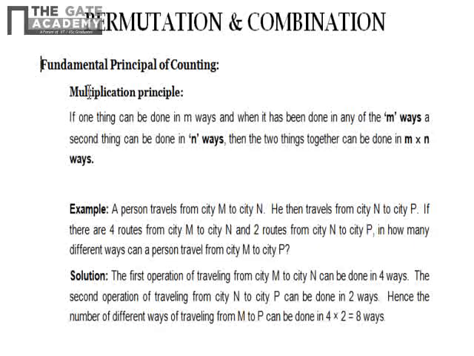Now, what does this principle say? Suppose one thing can be done in m ways, and when it has been done in any of the m ways, a second thing can be done in n ways, then the two things combined together can be done in m into n ways.